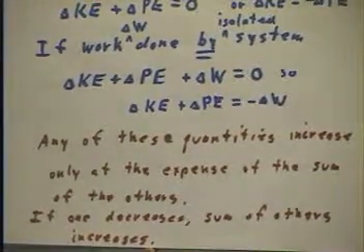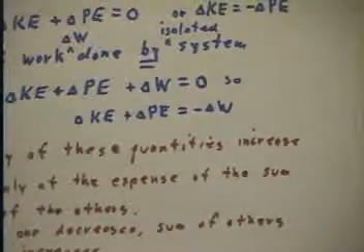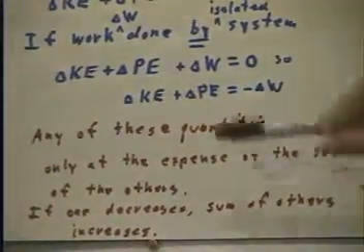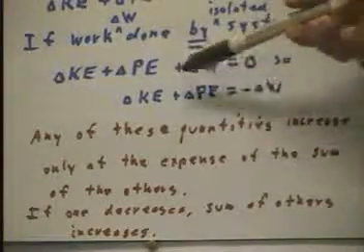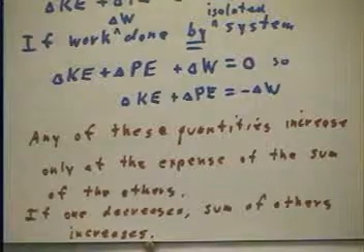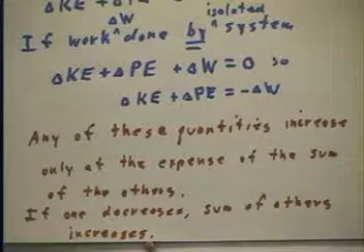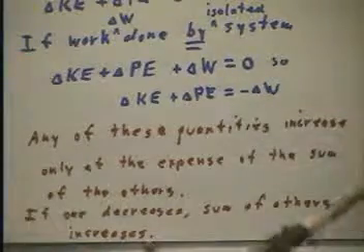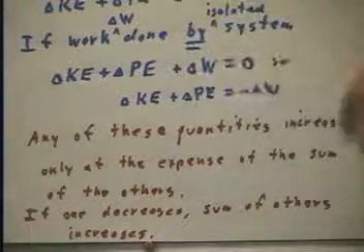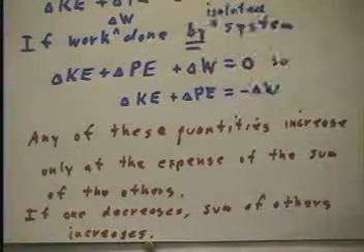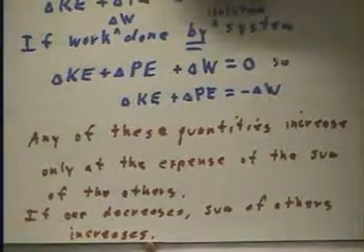Now, any of these quantities can increase only at the expense of the sum of the others. Any one of these quantities can increase only if the total of the other two decreases. That might be that two of the quantities increase and the other decreases, but that still doesn't change the accounting that we have here for energy. So if one thing decreases, the sum of the others decreases.